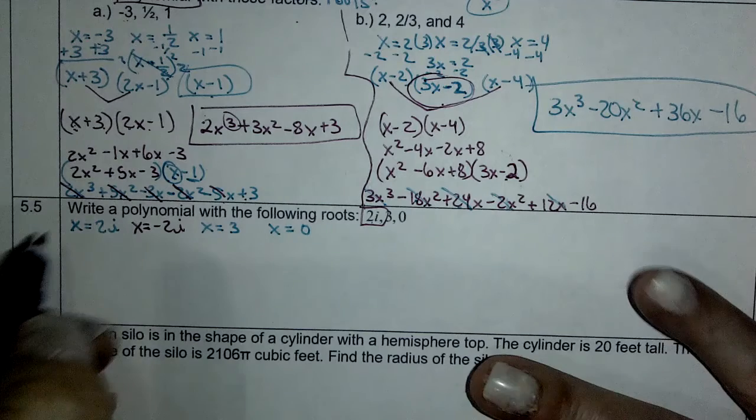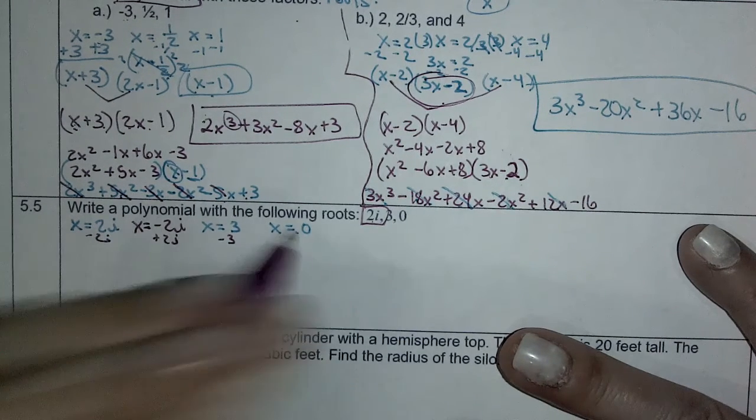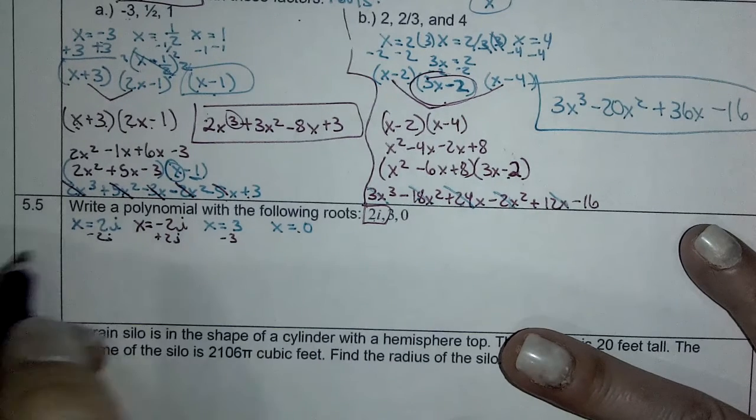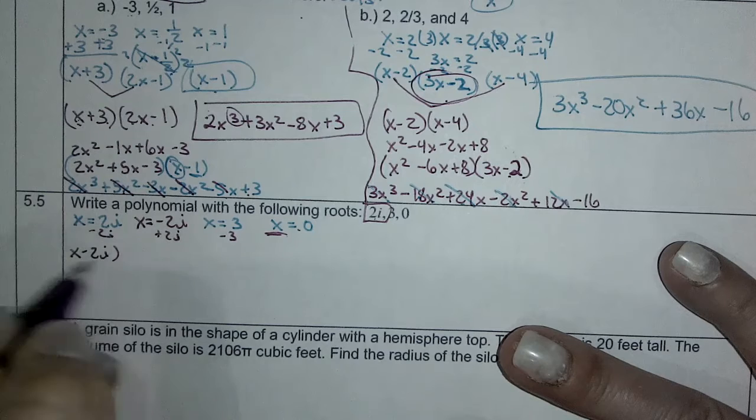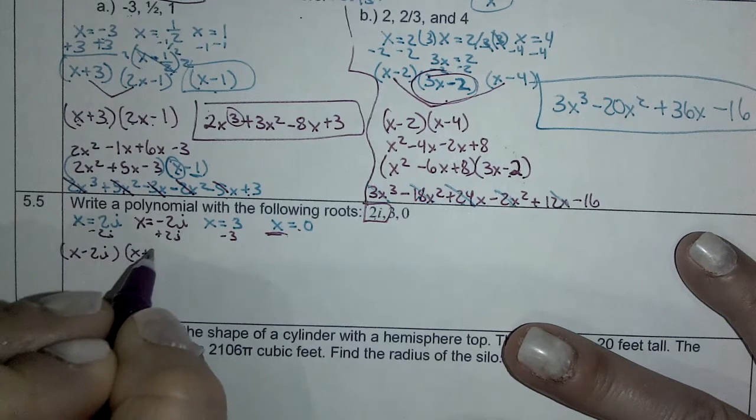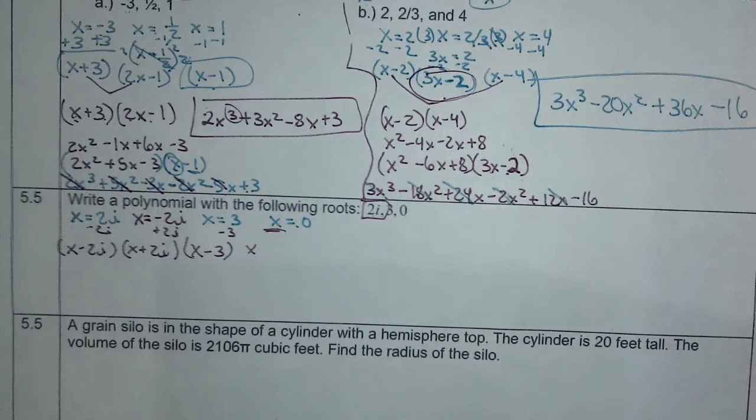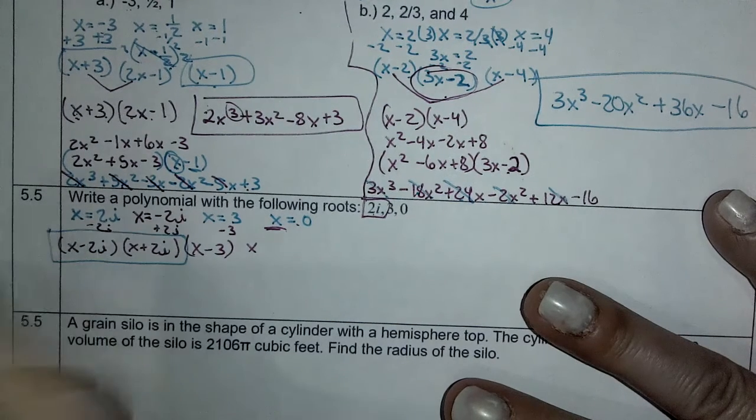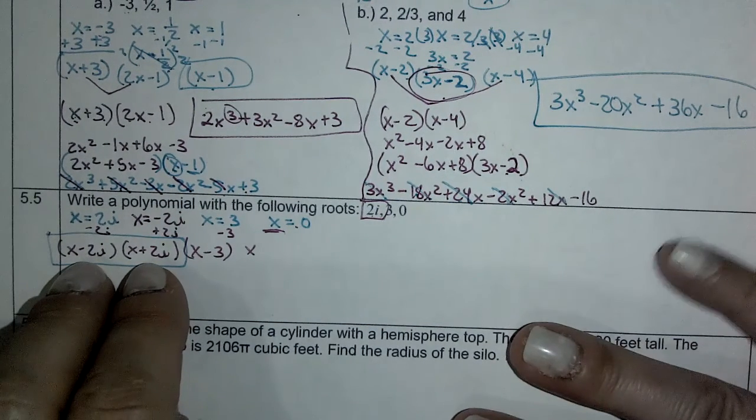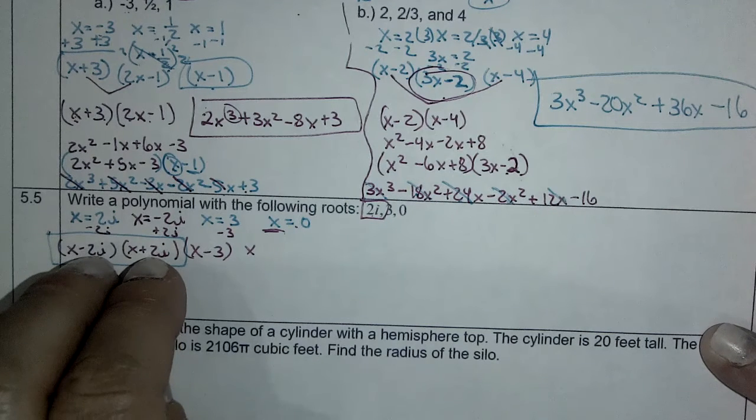Okay, so now let's go ahead and get all of these set equal to 0. This one's already equal to 0, so we don't have to do anything with that. That is a factor already. So x minus 2i, x plus 2i, x minus 3, and x. So those are my factors. Now, when you are working with imaginaries and radicals, you are always going to want to multiply the imaginaries or the radicals first because it's going to get rid of those terms.